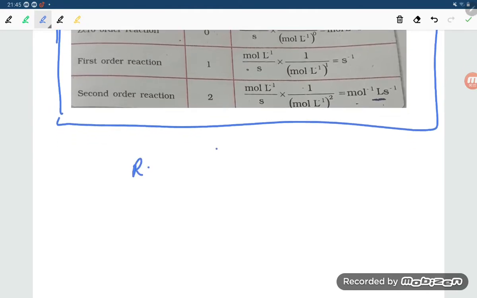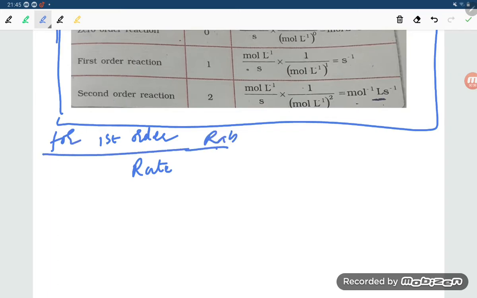If you talk about a first order reaction, what is it? Rate depends on the molar concentration of only one reactant, so the power is 1, right students? So rate depends on the molar concentration of only one reactant.